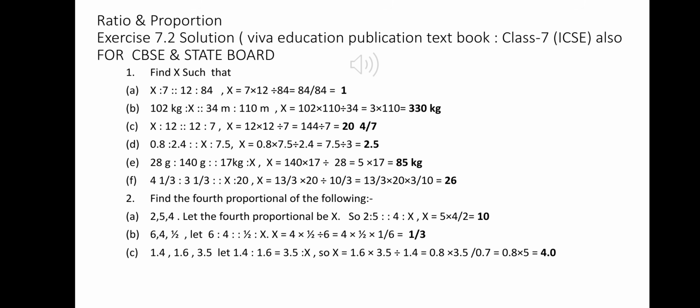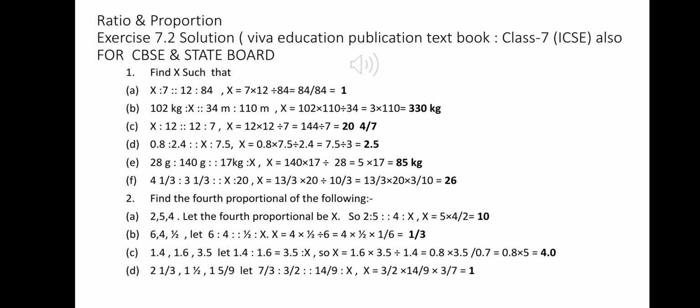Next, 1.4, 1.6 and 3.5. So 1.4 is to 1.6 is equal to 3.5 is to x. That is x is equal to 1.6 into 3.5 divided by 1.4. That gives you 8 upon 7 and 7 5s are 35, that is 0.5. Actually, here it is 8 into 0.5, that is 4. 4 is the answer.